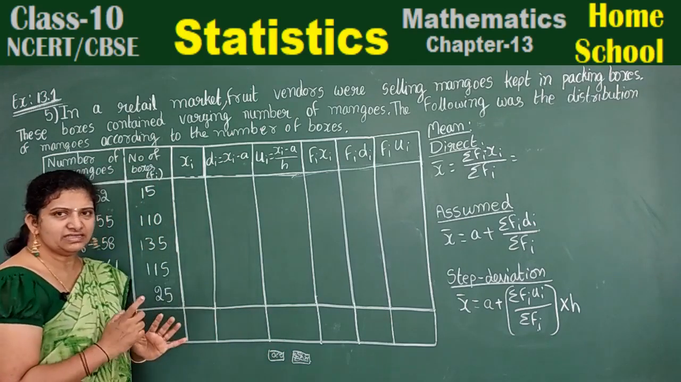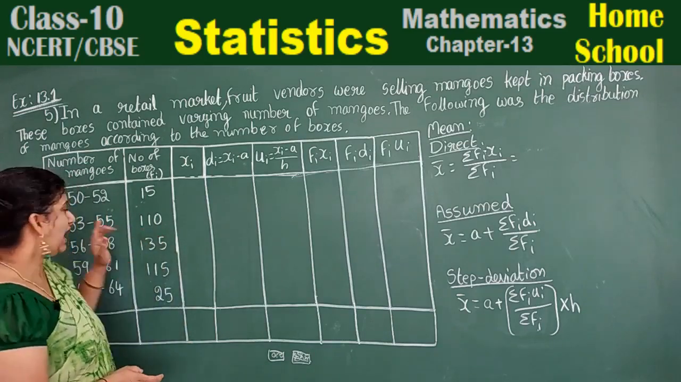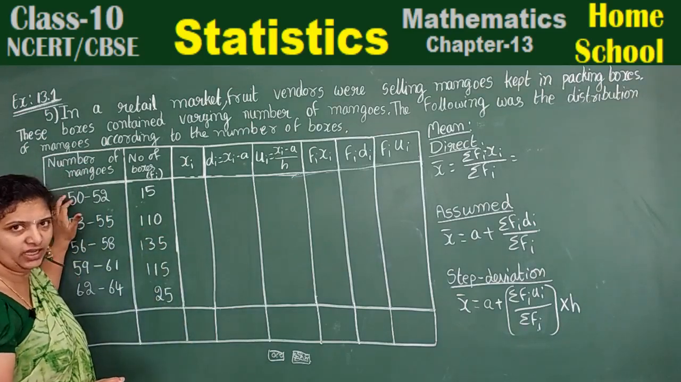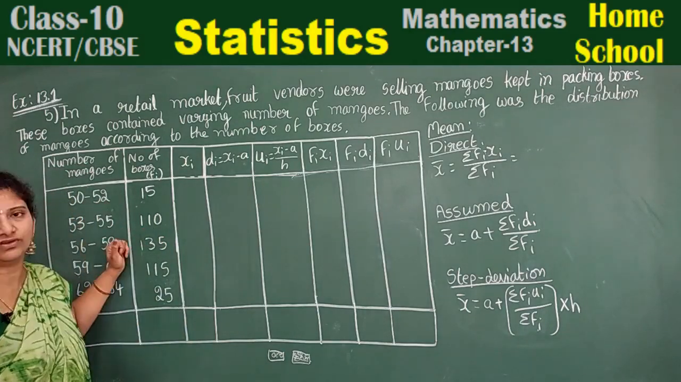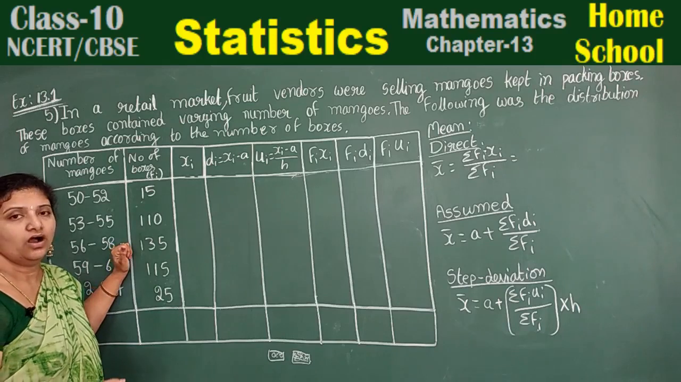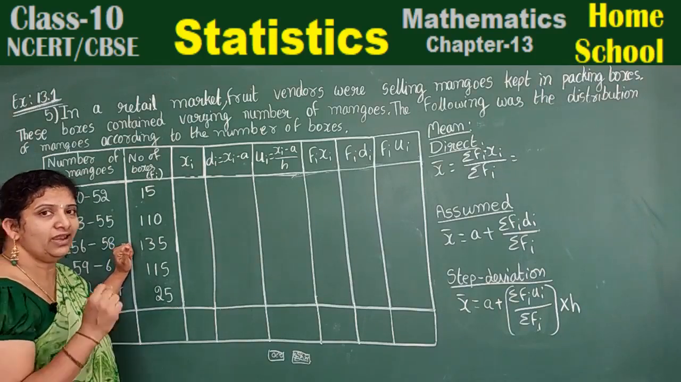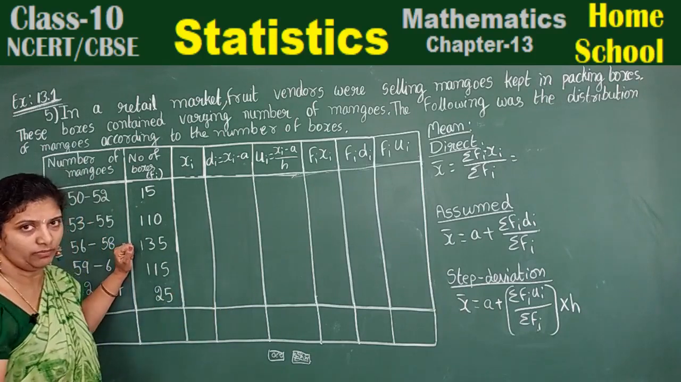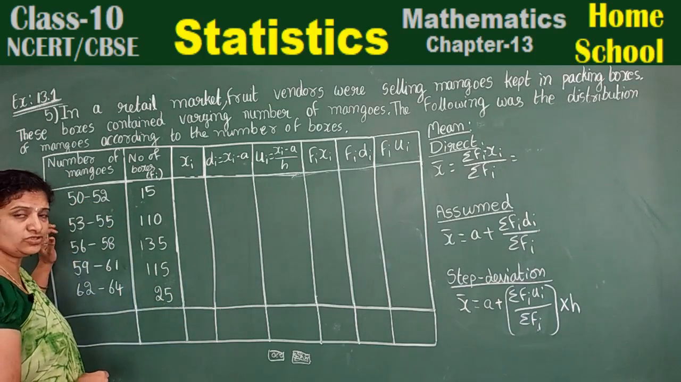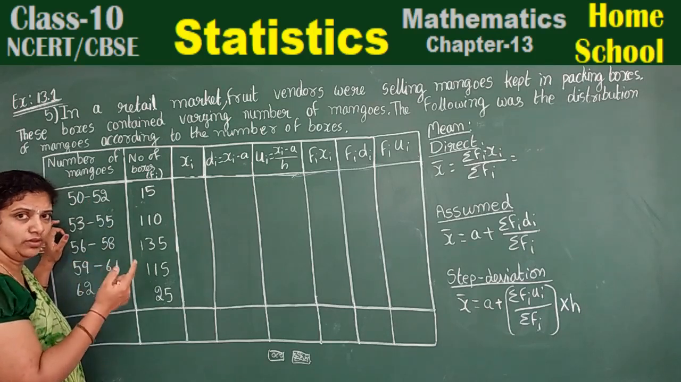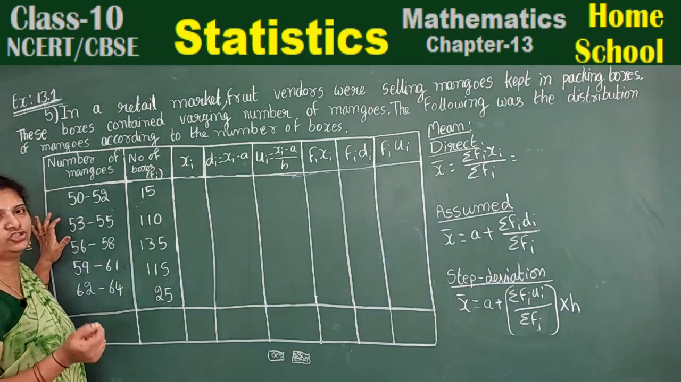Before starting this, I think something we need to change here. What is that? The class interval is not continuous. 50 to 52, 53 to 55, it was like that. The class interval should always be continuous, then only we can continue the problem. After 50 to 52, the next interval should start from 52, but it is 53. So at that time we need to change.